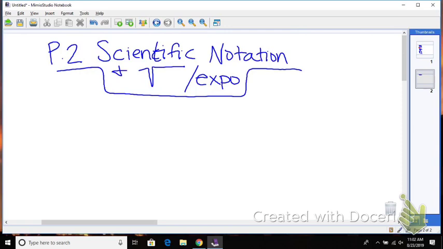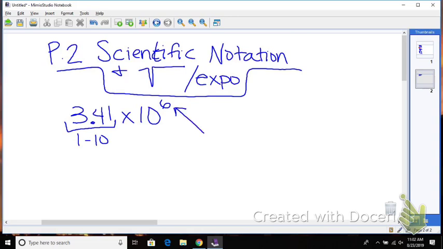But here's what you need to know about scientific notation. This first number here needs to be between 1 and 10. So it needs to be greater than 1, but less than 10. That determines where you put your decimal point when we're writing a number into scientific notation. The exponent here tells you how many times you're going to move the decimal.